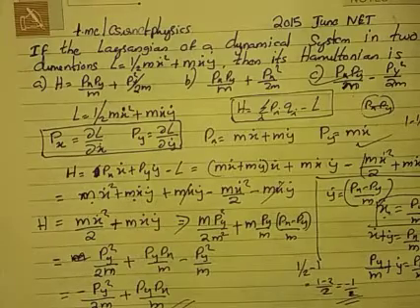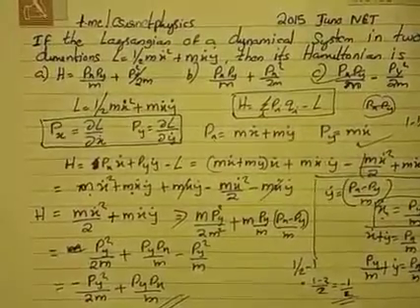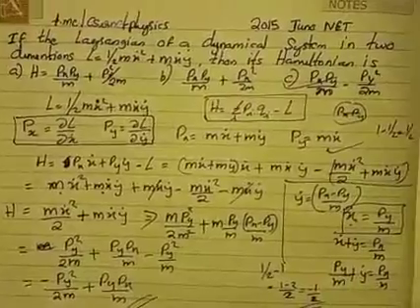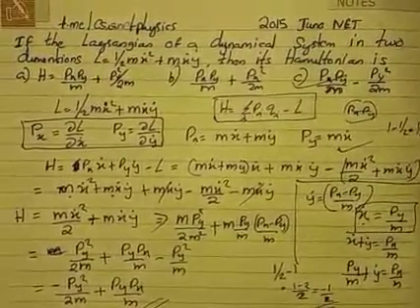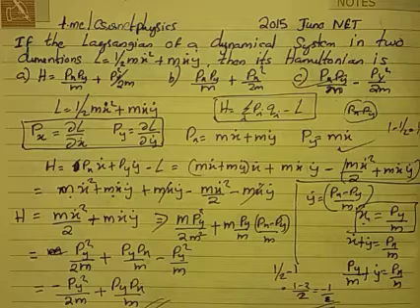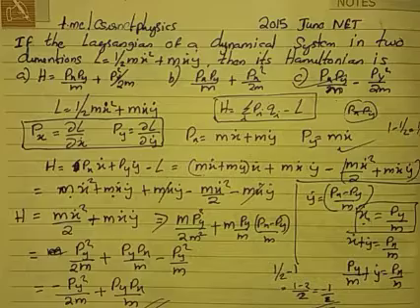I hope you understood this question very well, because it was comparatively very easy. You don't have to do much. What you need to know is the manipulation in this question, based on the fact that the Hamiltonian is the Legendre transformation of the Lagrangian.